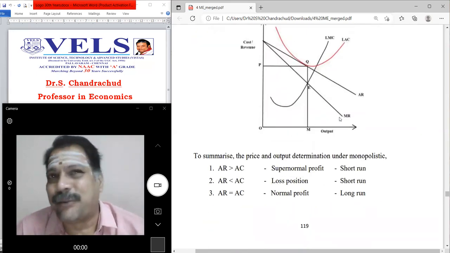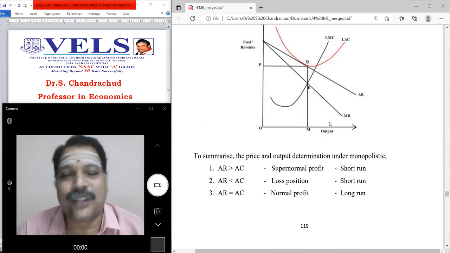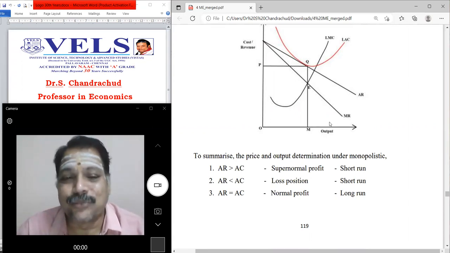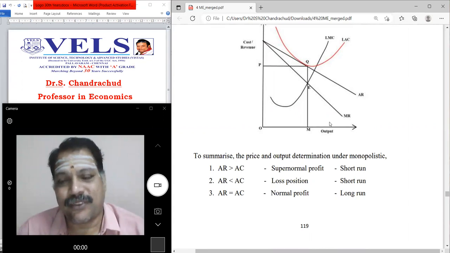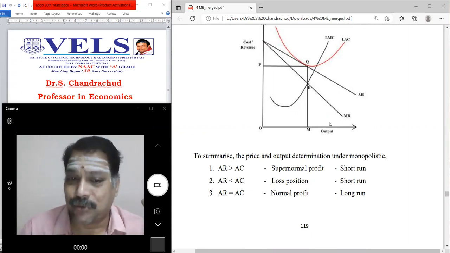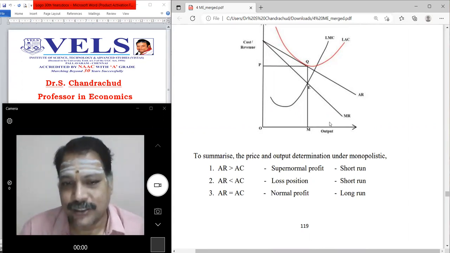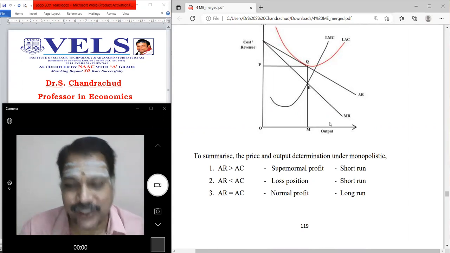Sometimes they may ask in section C: explain the profit position of a monopolistic competition. There are three possible profit positions. When the average revenue is more than the average cost, then the firm is earning some profit. That profit is called supernormal profit. Why? Because the revenue is more and the cost is less. This is possible in the short run only.